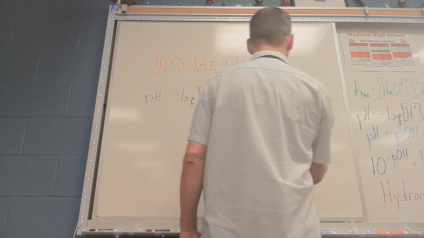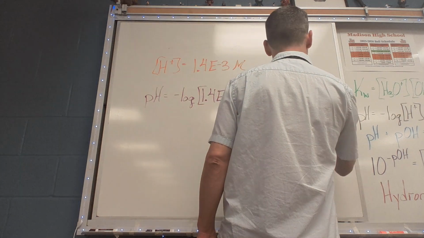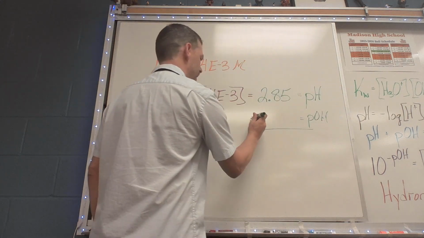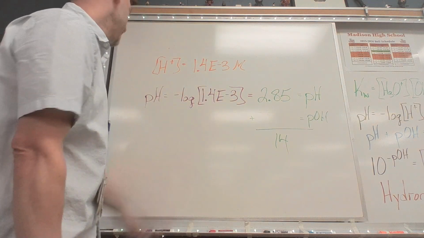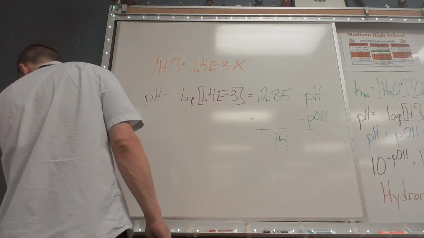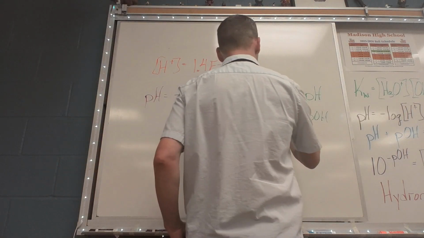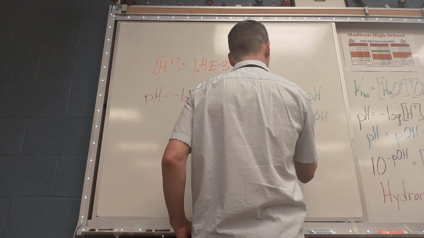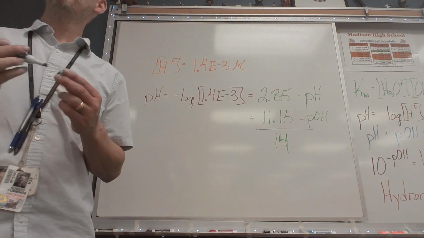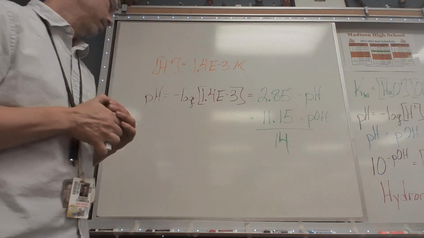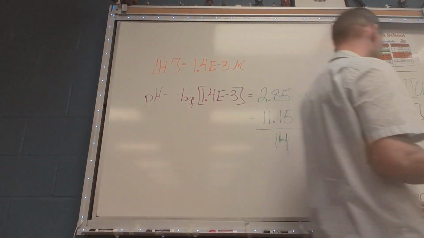And then you could automatically find the pOH, right? Because we know that if you add these numbers up, they equal 14. So without even thinking, I can figure out that the pOH in this case is 11.15. We all right? Let's do another one.